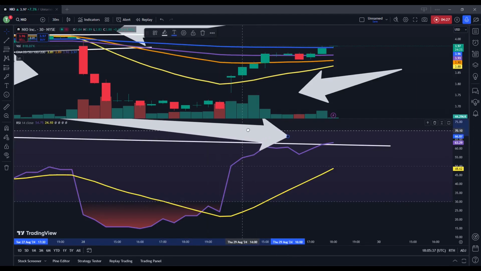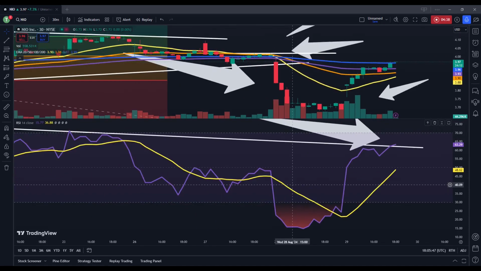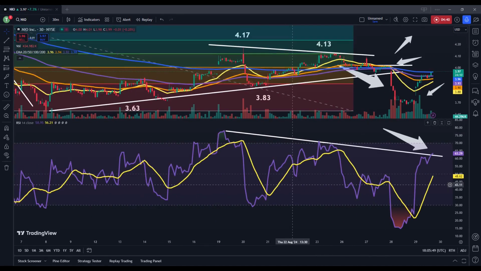So here we can see that the relative strength index, which is the purple line at the bottom of the price chart, this index is starting to move above its own negative downtrend. So this negative downtrend suggests that there is bearish negative momentum that's trading in the market. But what we can see here is that this trend is now starting to break.